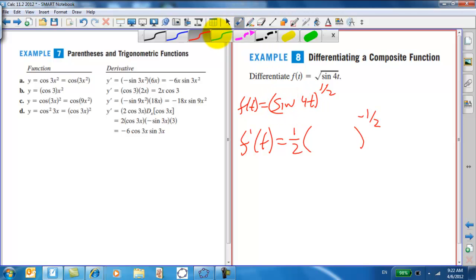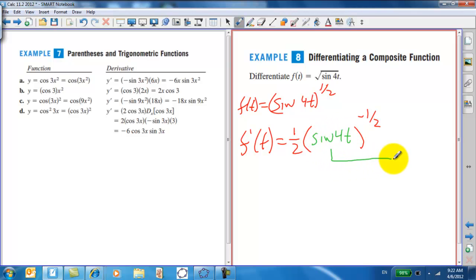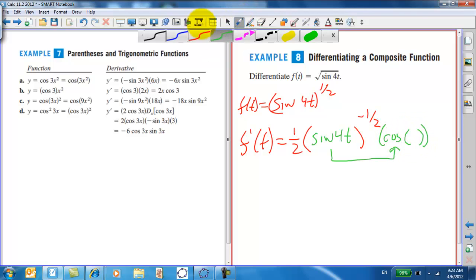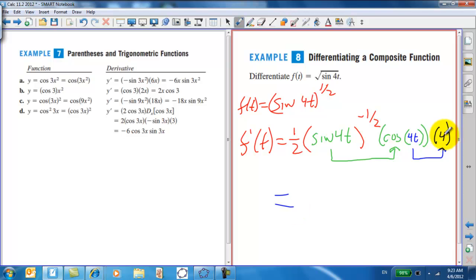I'm going to shift to another color to help me remember to take the derivative of that next innermost function. And that would be, the derivative of the sine is the cosine. But I also have an inner function there, and that one is 4t. And we got to take the derivative of that function as well. And the derivative of that is 4. So it all boils down, we've got 4 times 1/2, so that's 2, cosine 4t. And let's put all this in the bottom as the square root of sine of 4t, because it's raised to the negative 1/2 now.